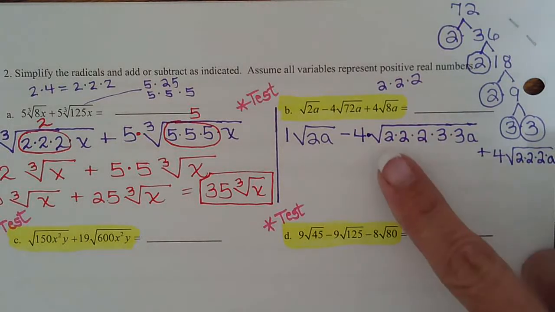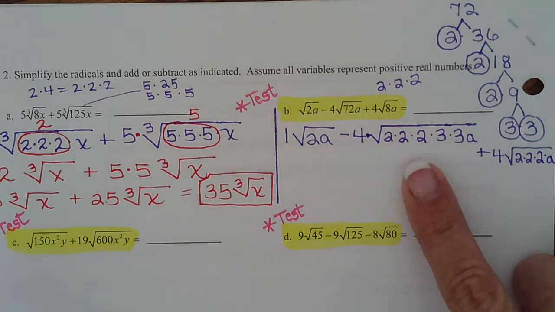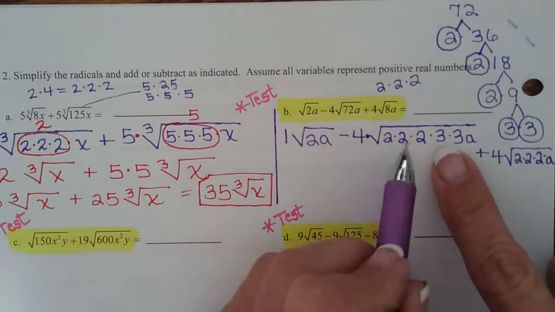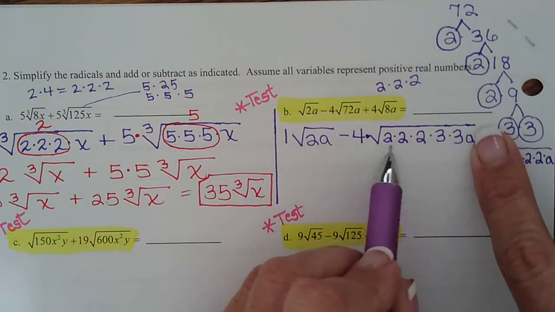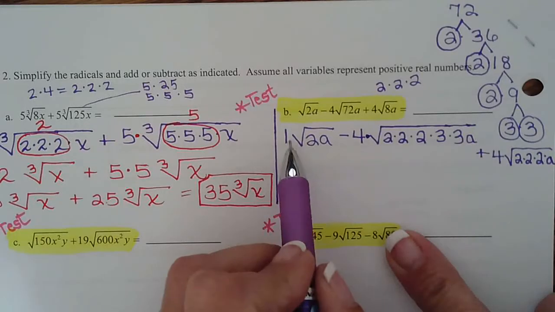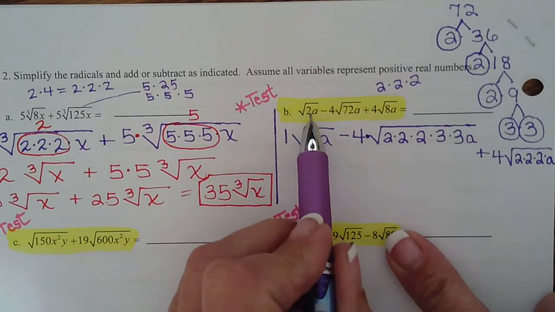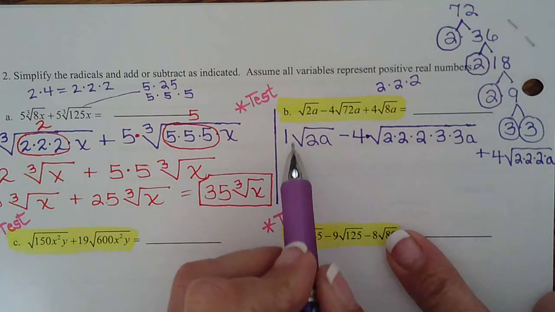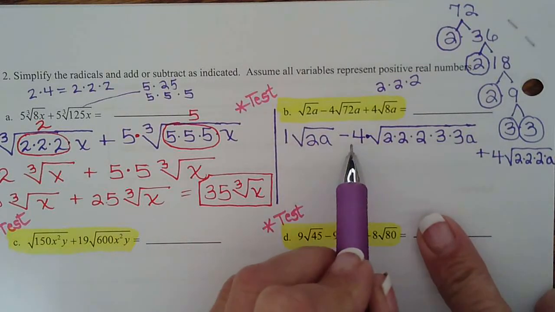Okay, let's continue working on problem B. I know the video stopped on this part, but let me go over what we've written so far. 2 doesn't have any pairs, A doesn't have any pairs, so I didn't break it down, but I did put a 1 in front to remind myself it has a coefficient of 1.